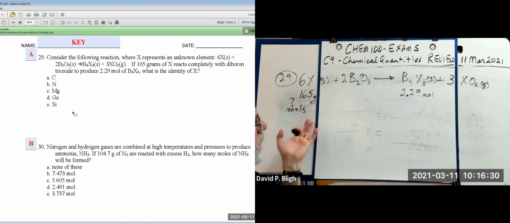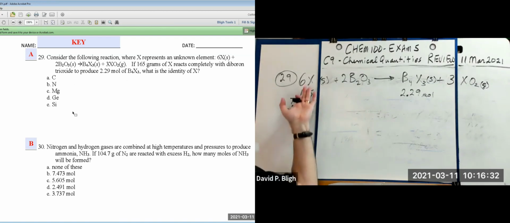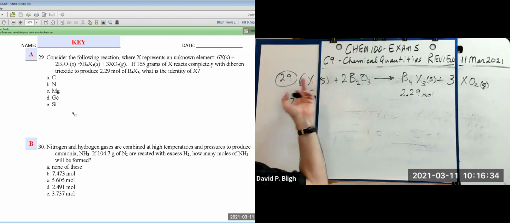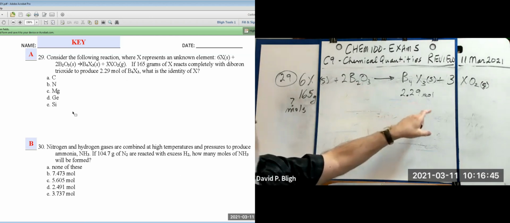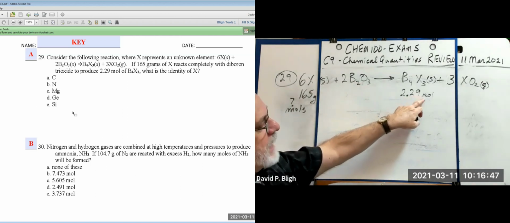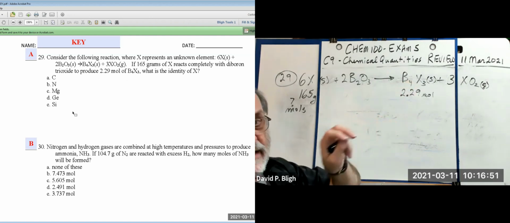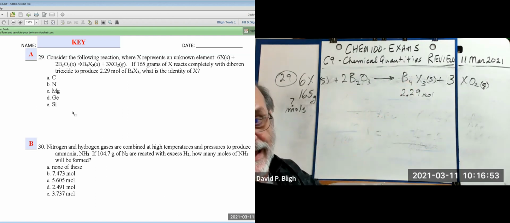All right, what else are we given? We can't do it from here because, I mean, it's circular. We can't find X because we don't know what it is. And we don't know what it is, so we can't do the molar mass. So we have to go to the other piece of information that's given. 2.29 moles of this compound is how many moles of X?